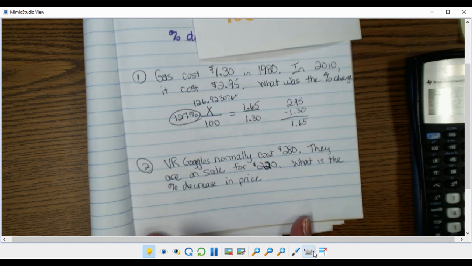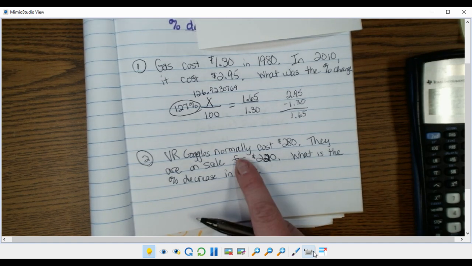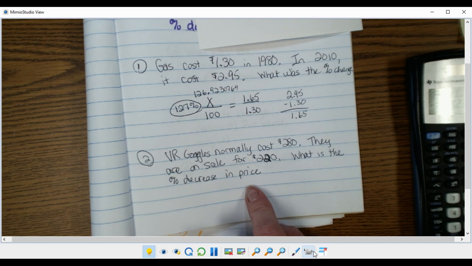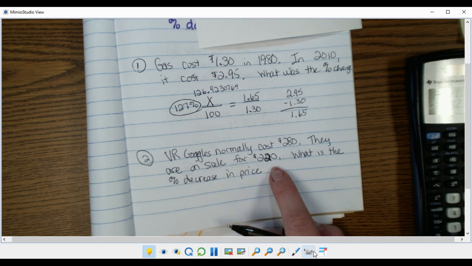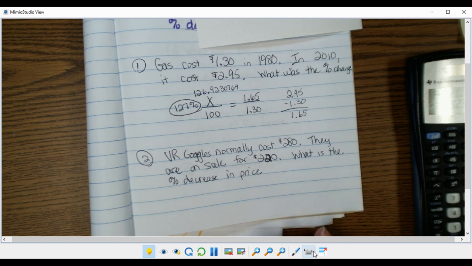Okay, let's do another one. VR goggles normally cost $280. They are on sale for $220. What is the percent decrease in price? Stores love this. Saved by the Bell. You'll see flashy signs all over the place. A 25% discount. Save 30%. This is how they calculate it.